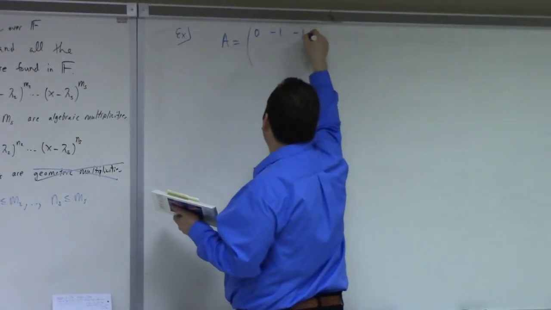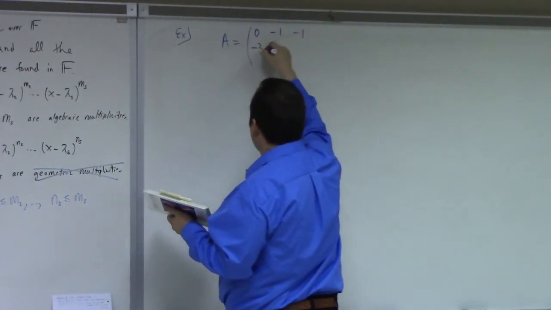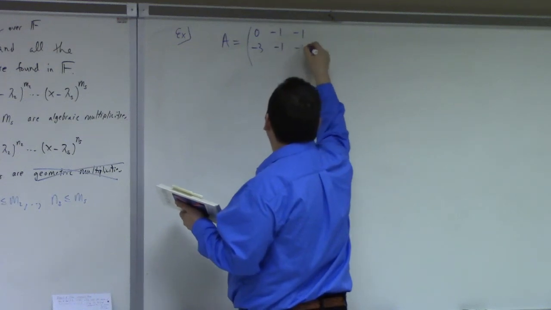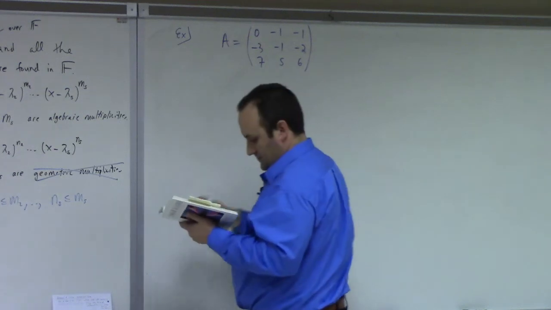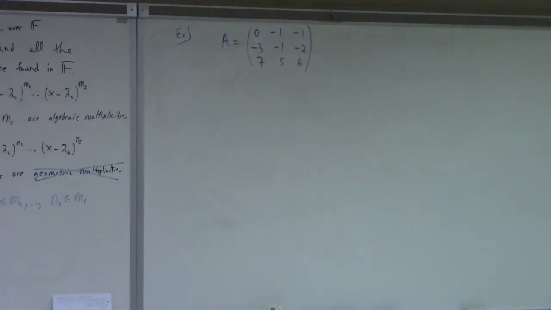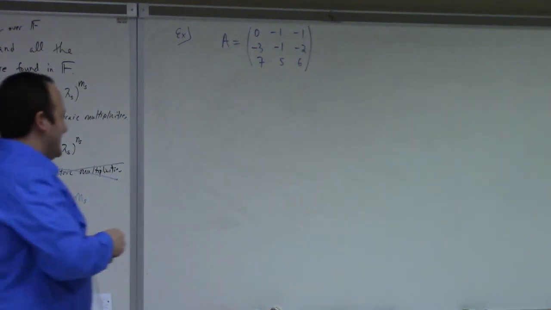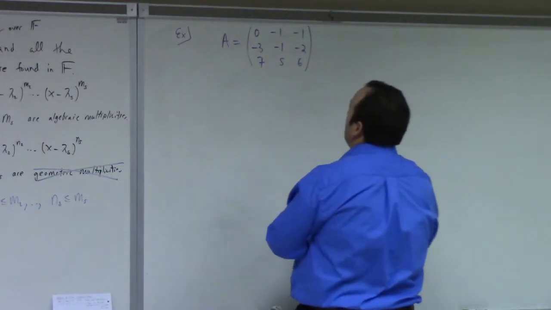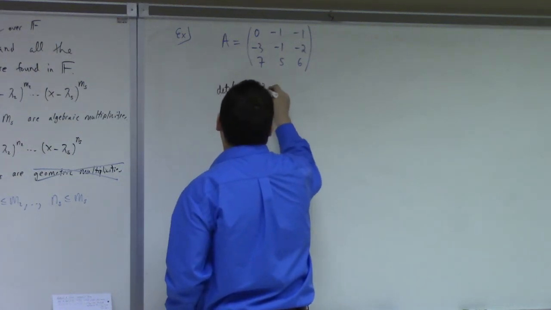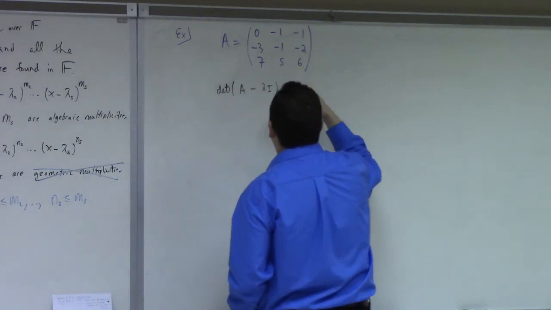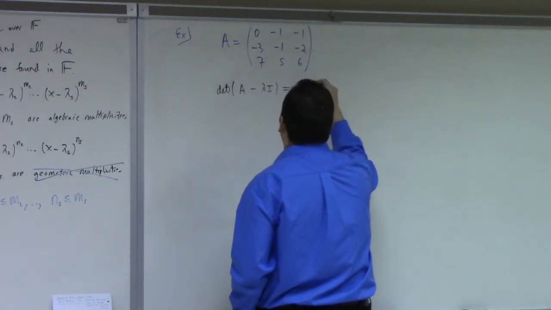The matrix is 0, minus 1, minus 1, minus 3, minus 1, minus 2, 7, 5, 6. Let's try to find the Jordan basis for that. We got 2 minutes. All right, so you guys are going to have to help me. What's the determinant of A minus lambda I? This is minus the characteristic polynomial technically. What is this?